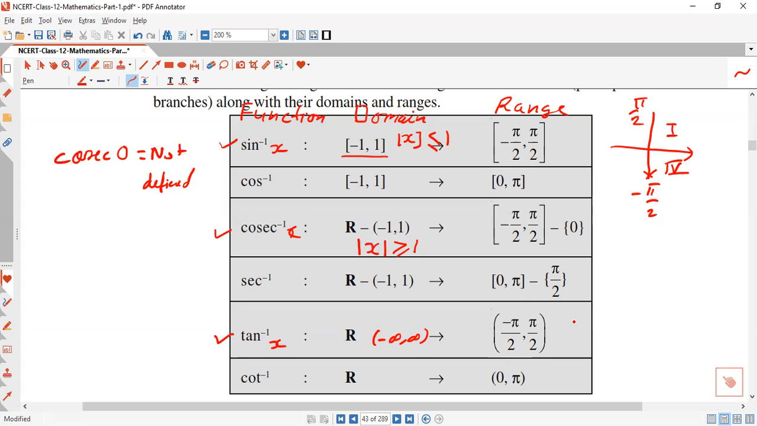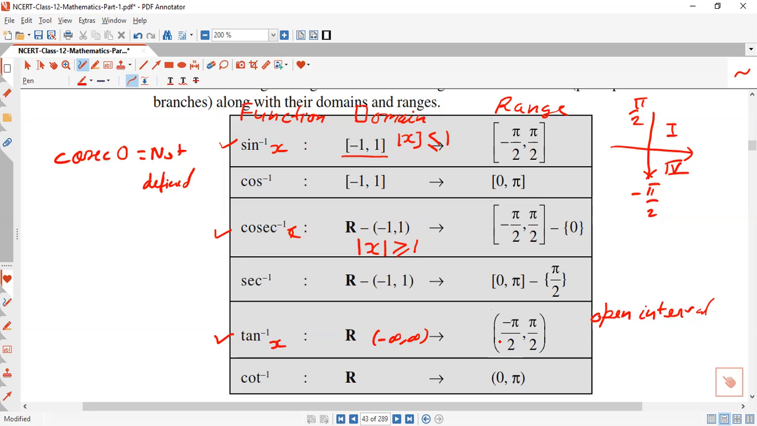You see, this is an open interval, meaning minus pi by 2 and pi by 2 are not included. Again, the range lies in the first and fourth quadrant. So in these three functions, sine inverse x, cosec inverse x, tan inverse x, the range lies in the first quadrant and fourth quadrant.